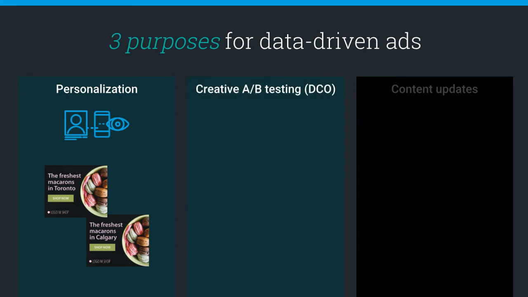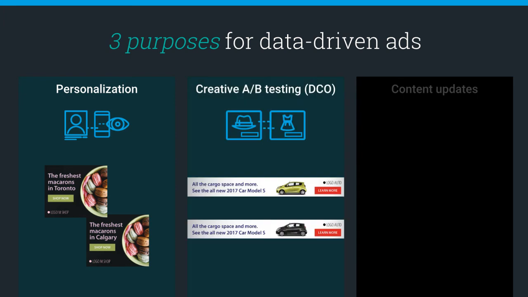A second use case would be for creative A/B testing, also often known as dynamic creative optimization, where you can automatically optimize and test a rotation of creative to determine what resonates best with your audience. For example, if you are an auto manufacturer and you want to see if a green car versus a black car will entice your audience to click and schedule a test drive.